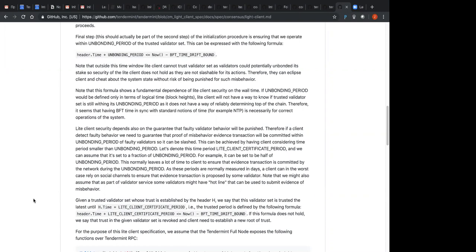Is that clear to everyone, the distinction between the light client certificate period and the unbonding period?